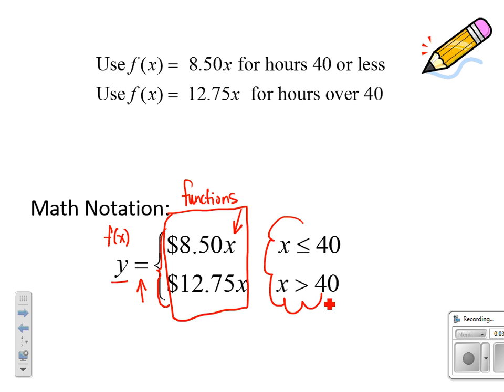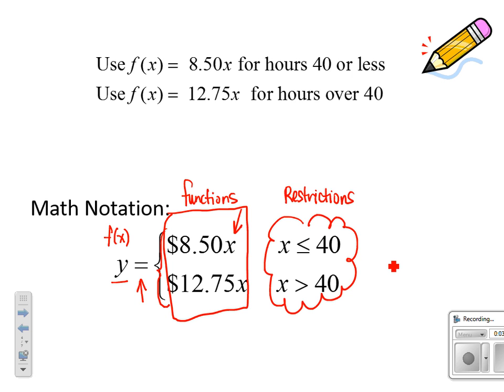These over here are what we call your restrictions. So you only graph the function at this restriction. This doesn't mean any shading. It doesn't have any shading or dashed lines. They're all solid lines, but we only graph this function from 40 and below. And then this function would be graphed when we hit anything above 40.